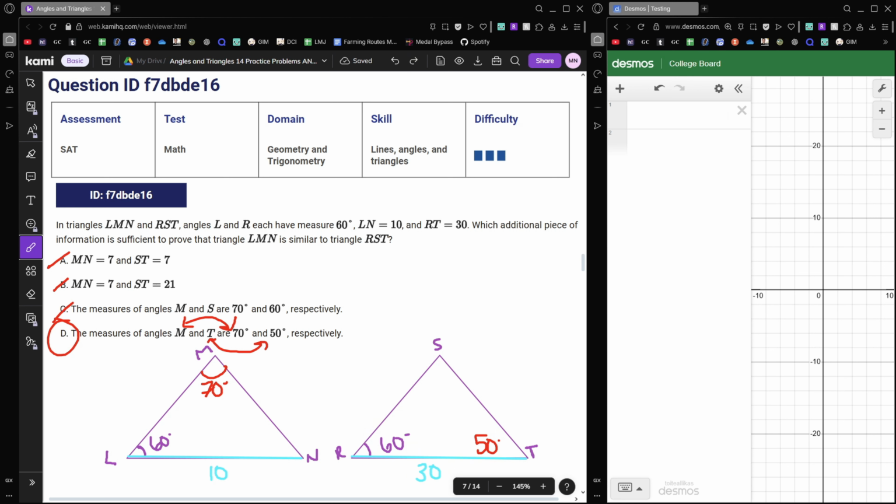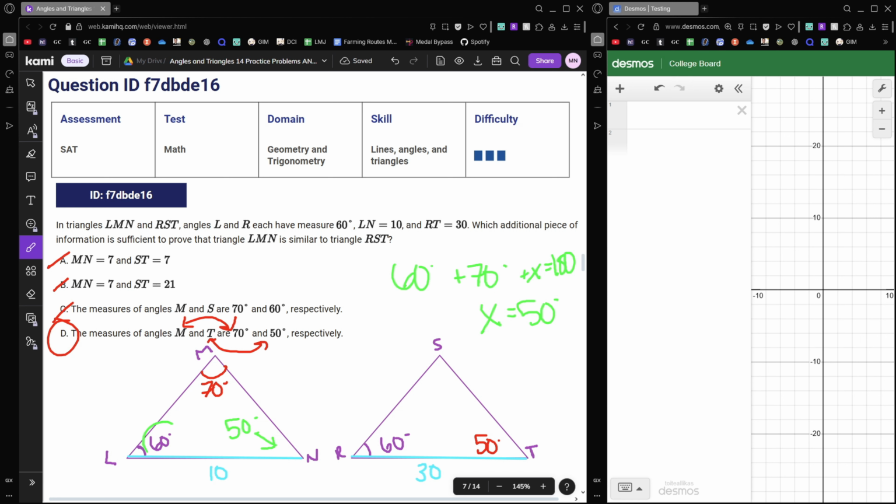Well, you should remember that all the angles in a triangle add up to 180 degrees. So if we take a look in our left triangle, 60 degrees plus 70 degrees plus this missing angle, which I'll call x, is equal to 180 degrees. And solving for x, we get that it's equal to 50 degrees. So this missing angle is equal to 50 degrees.